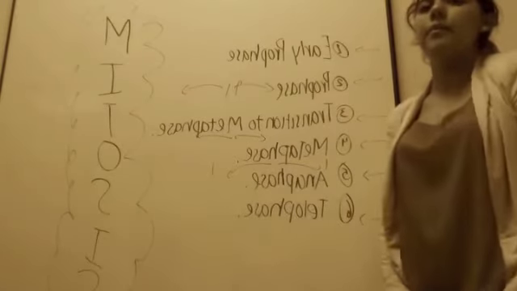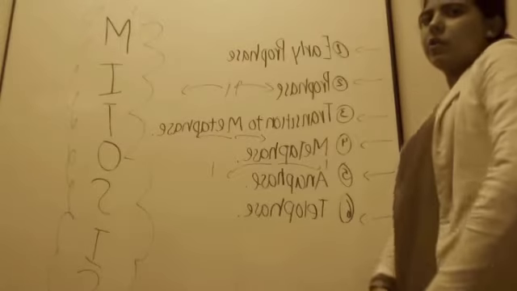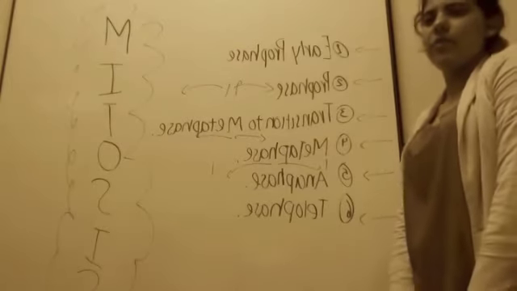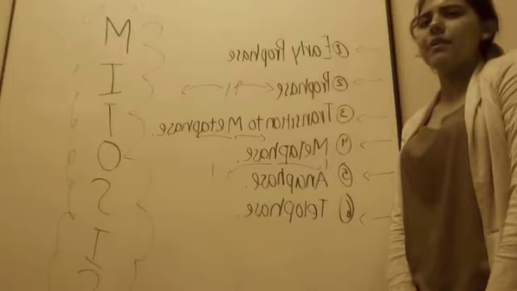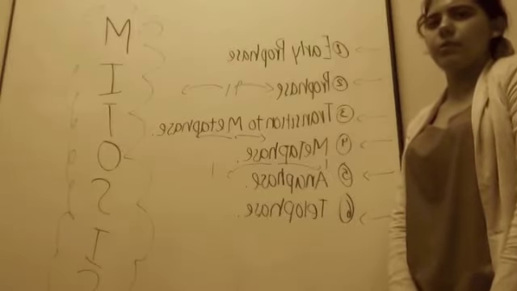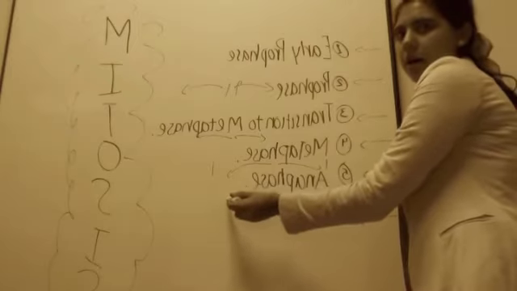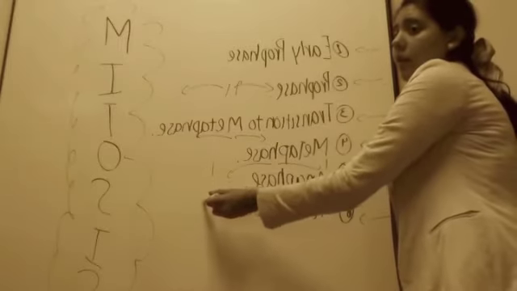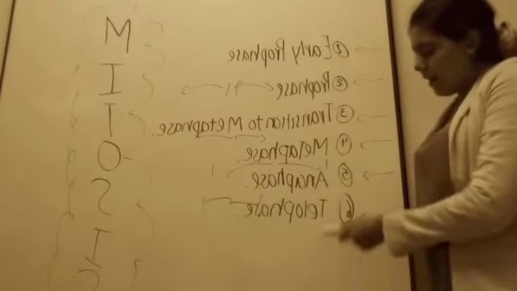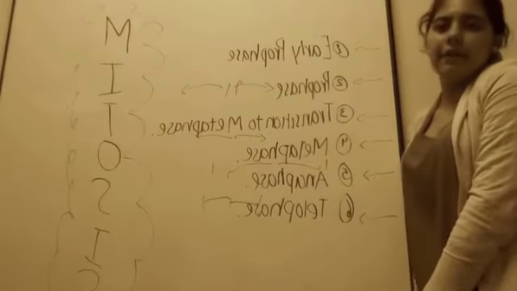Then in anaphase, proteins moving along spindle microtubules drag the chromatids towards the spindle poles, and sister chromatids now separate into chromosomes. So now these are identical. Then, lastly, but not least, telophase.